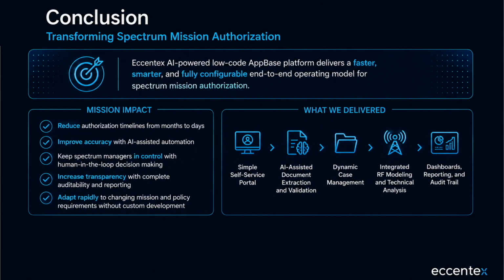end-to-end operating model. The platform connects mission intake, AI-assisted document extraction, dynamic case management, RF-informed technical review, human decision-making, dashboards, reporting, and full auditability in one controlled process. The mission impact is clear. Reduce authorization timelines from months to days, improve accuracy, keep Spectrum managers in control, increase transparency, and adapt rapidly as mission and policy requirements evolve.